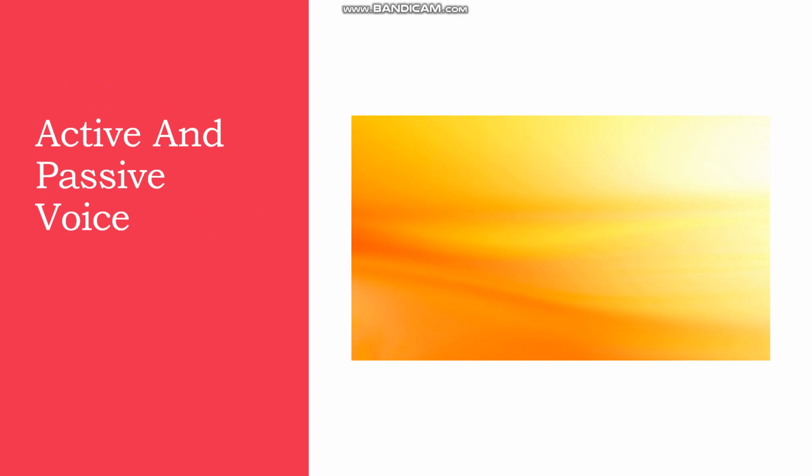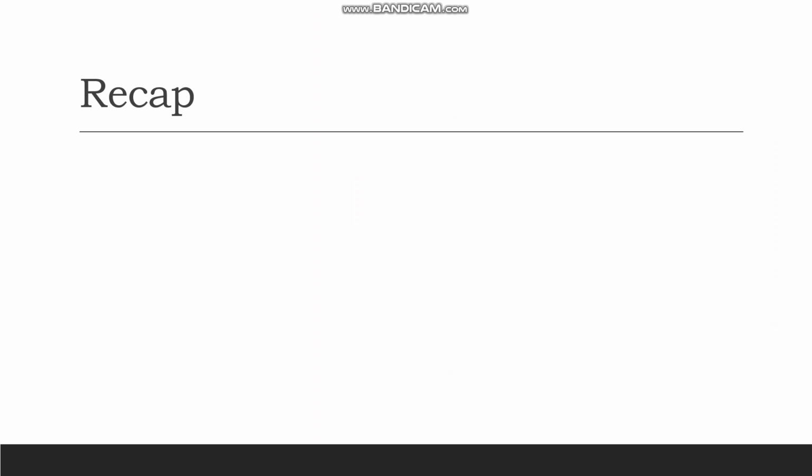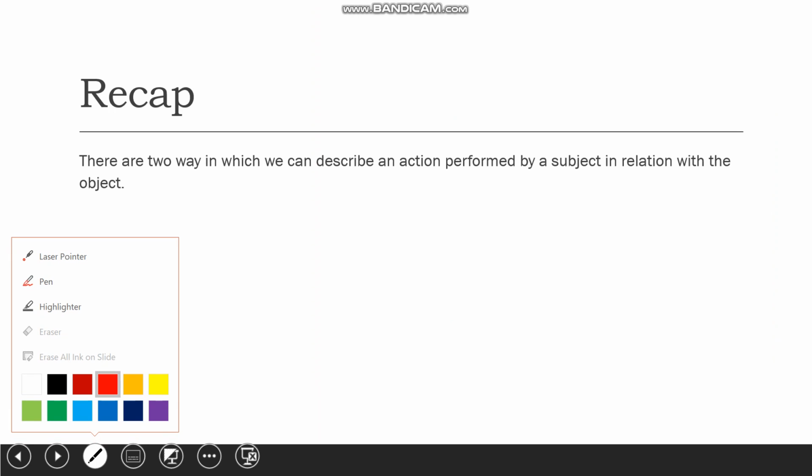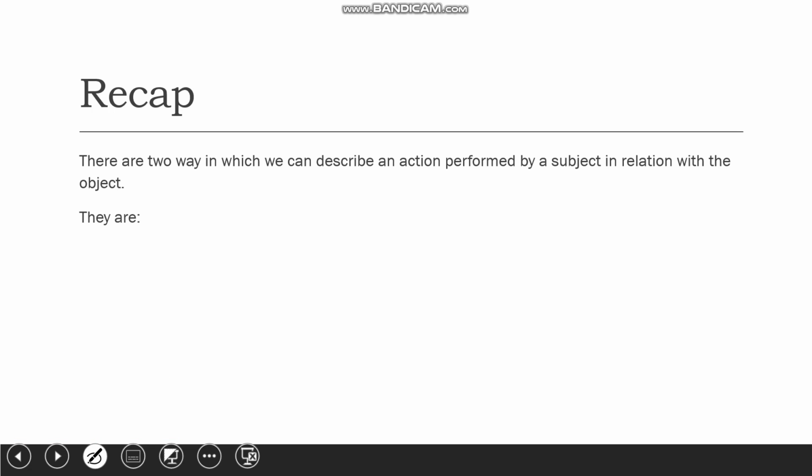We were doing active and passive voice. Students, let us do a small recap of the topic that we did earlier. We know that there are two ways in which we can describe the action performed by the subject in relation with the object, and they are the active voice and the passive voice.